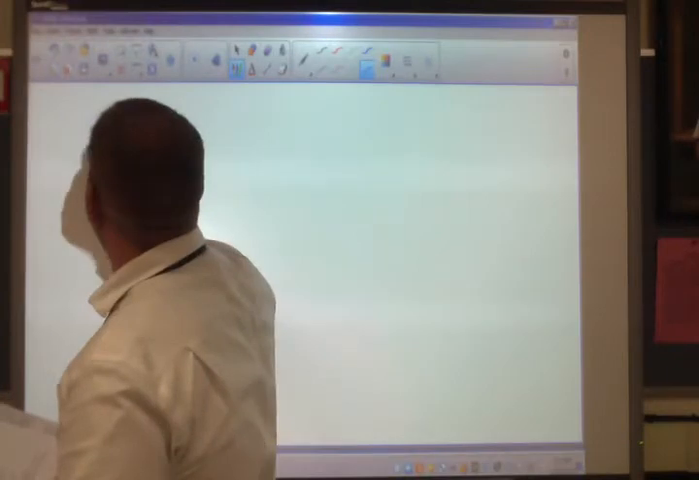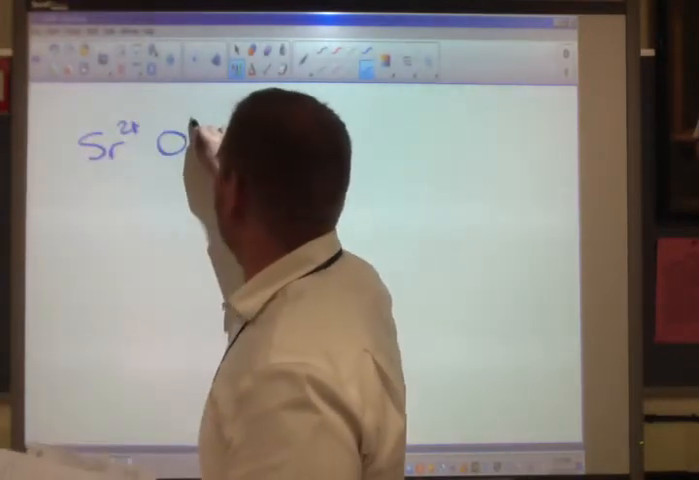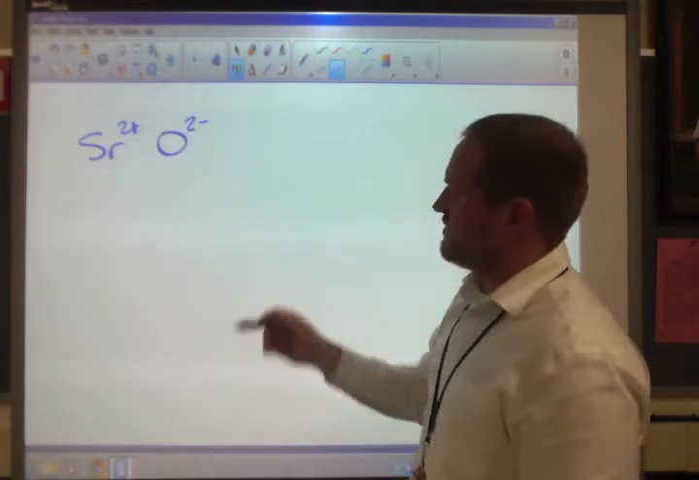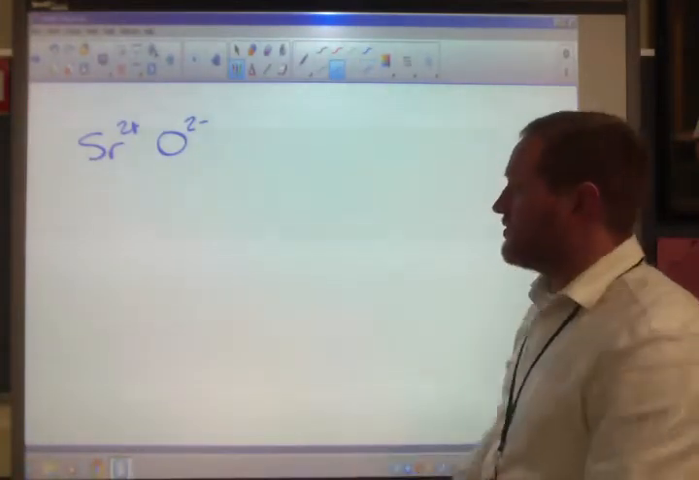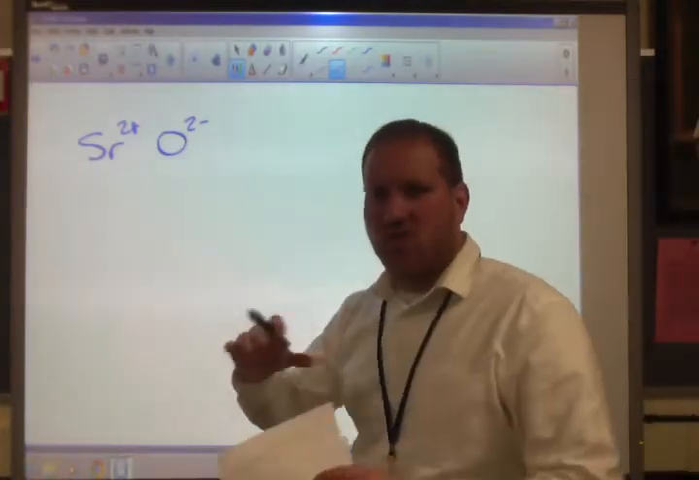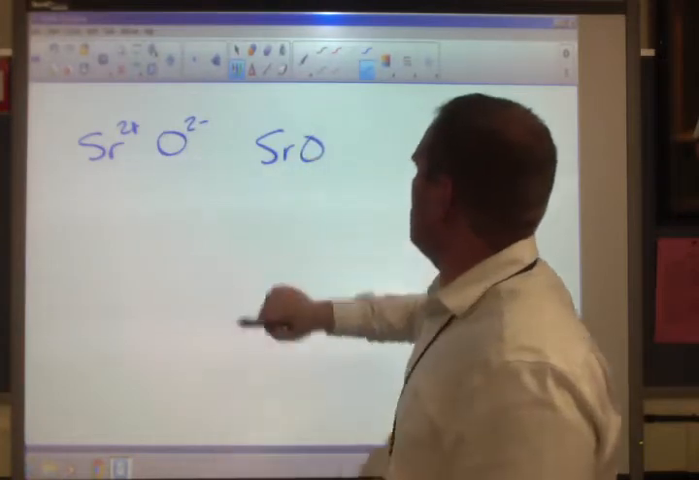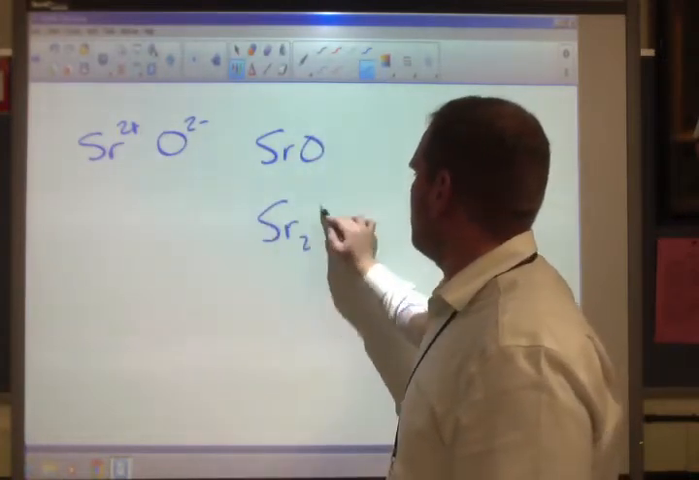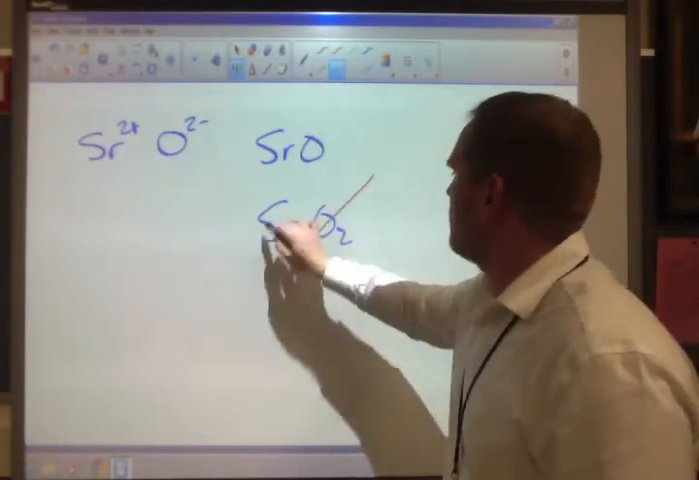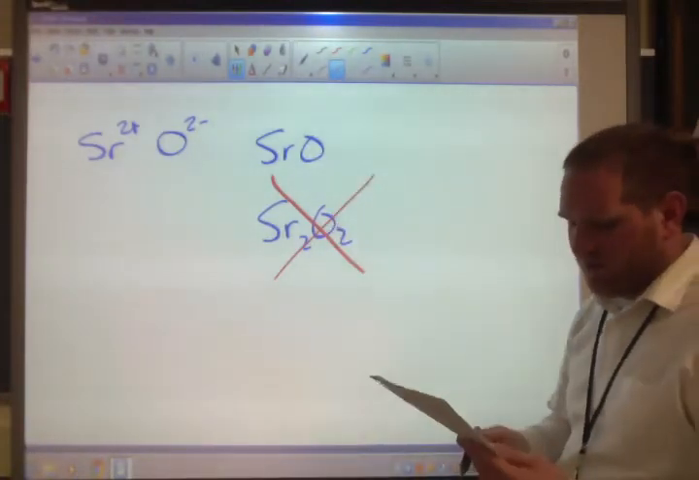And the last one, strontium and oxygen. Strontium is 2+, oxygen is 2-. So the crisscross rule would say Sr2O2, but we're going to find the simplest ratio of that. Or in other words, it's just a 1-to-1 ratio. So this is going to form SrO. Again, you don't want to say Sr2O2. That's not correct. It's just going to be SrO, and we call that strontium oxide.